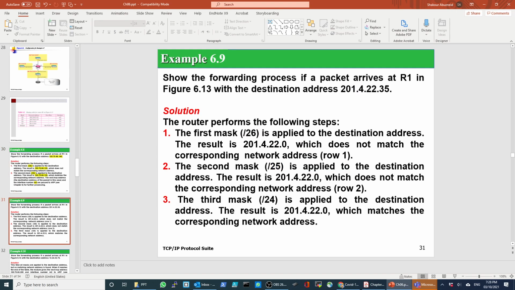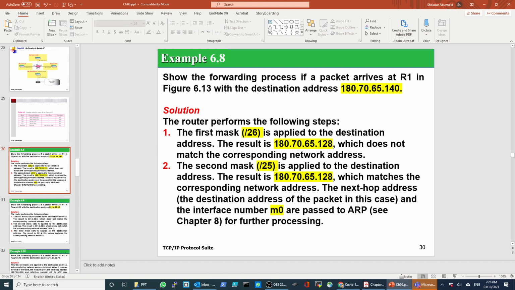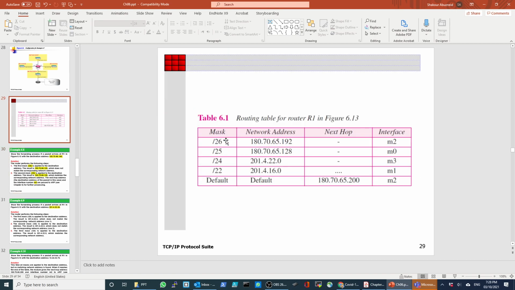let's take a look at the other example. Show the forwarding process if the packet arrives at R1 with destination address this one. The same process. So the process is very simple. You go to the label, then we're going to AND it with this subnet mask. If we get this in here, then it's M2. If we don't get this, then we try the 25.